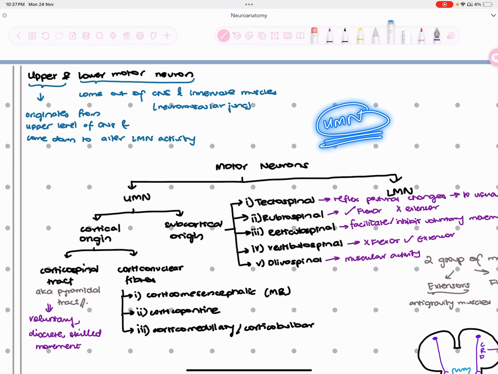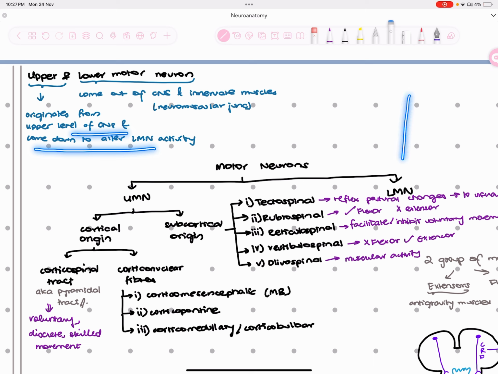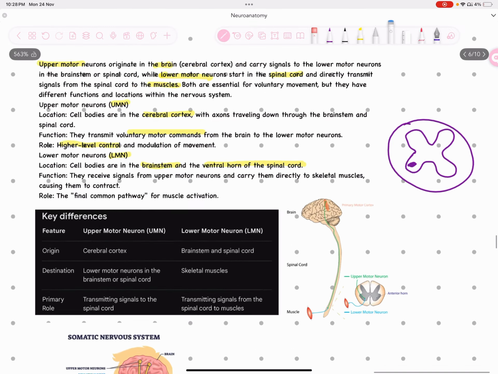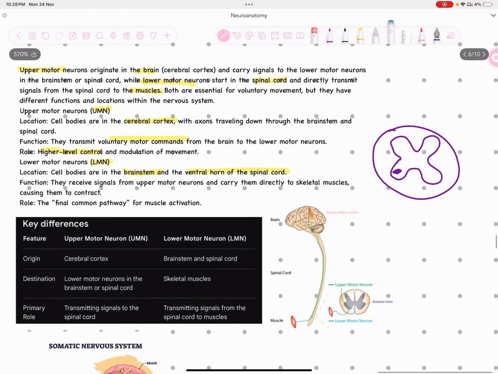So upper motor neurons, what's the difference between the two? Upper motor neurons originate in the upper level of the central nervous system, and then they come down to modulate the activity of the lower motor neurons. And lower motor neurons, they come out of the central nervous system and they ultimately go to the skeletal muscles, right?